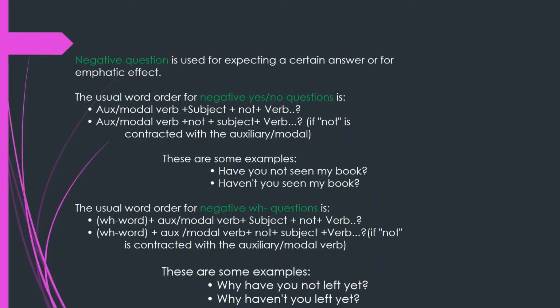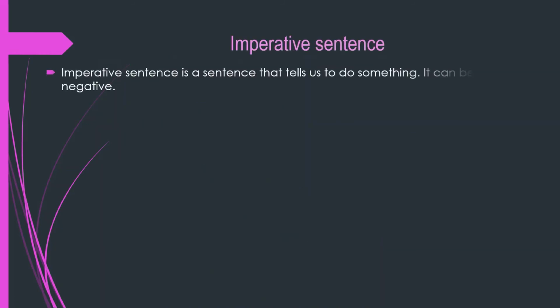The usual word order for negative WH questions is the WH word plus the auxiliary or the modal verb plus the subject plus not plus the verb and the rest of the sentence, question mark at the end. Or the WH word plus the auxiliary or the modal verb plus not, if not is contracted with the auxiliary or the modal verb, plus the subject and the verb. These are some examples. Why have you not left yet? Why haven't you left yet?